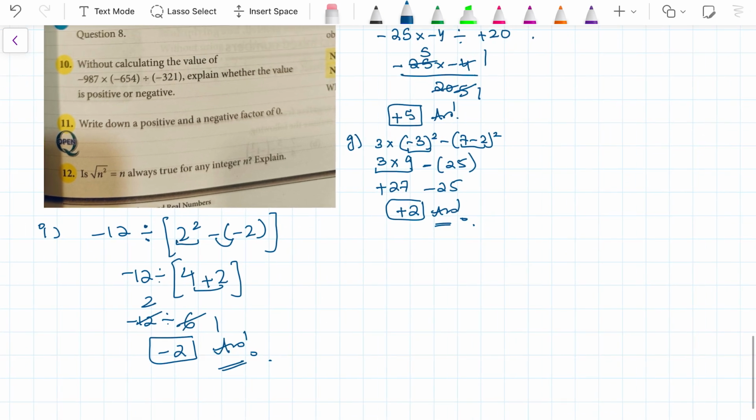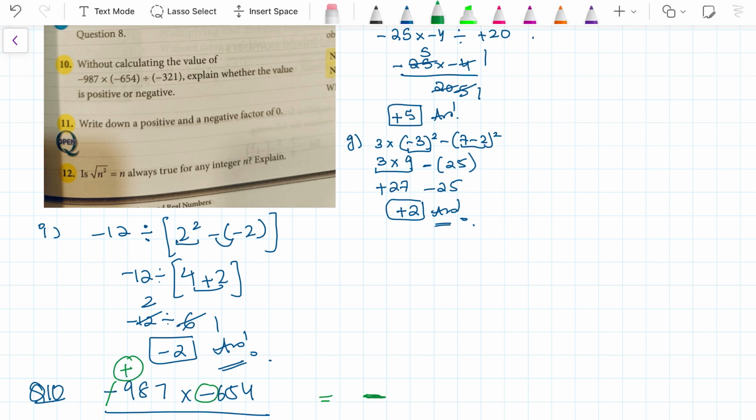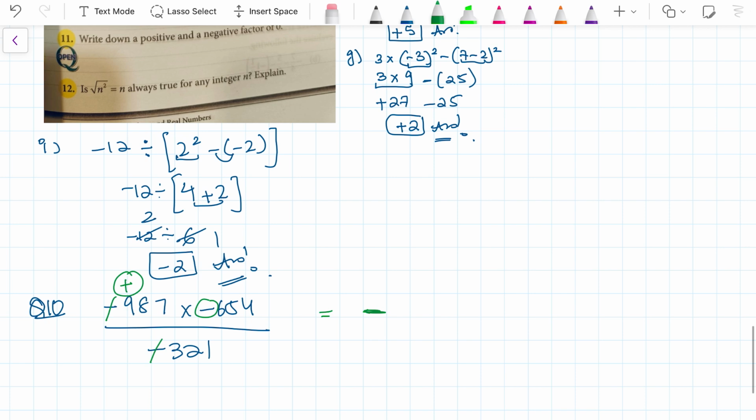Alright, let's look at question number 10. Minus 987 into minus 654 divided by minus 321. Explain whether the value is positive or negative. So you just have to find that out. Will this minus minus become a plus? And plus minus will give you a minus answer. How do you explain? You explain that two negatives in the numerator become a plus, and plus minus becomes an overall minus.